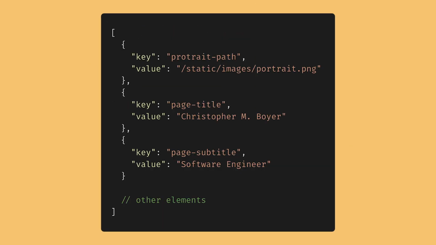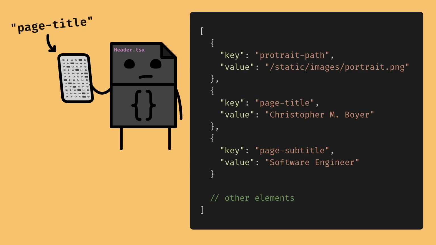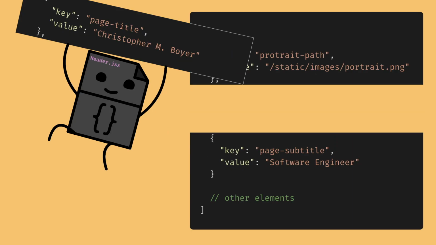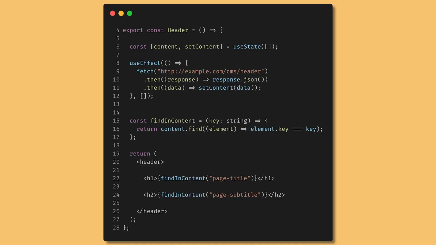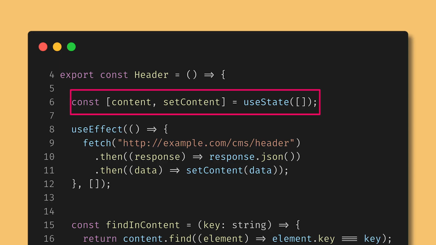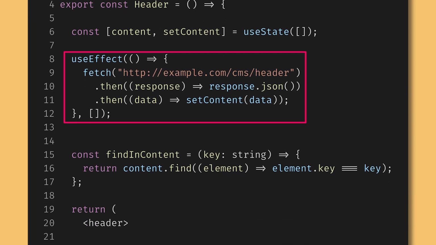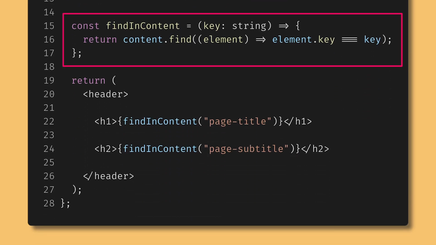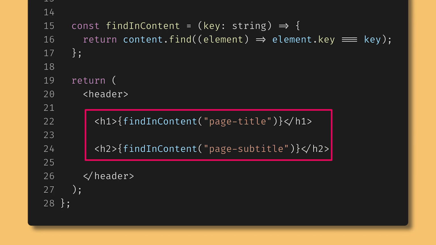Each element has a key and a value. So if we wanted the page title, we would search the array for an element with the key page title. With this in mind, our header might look something like this. We define content as state using the useState hook. Using fetch, we load the data from the API, convert it to JSON, and set it as the content. Finally, we use a helper function to find the desired element from the content array.